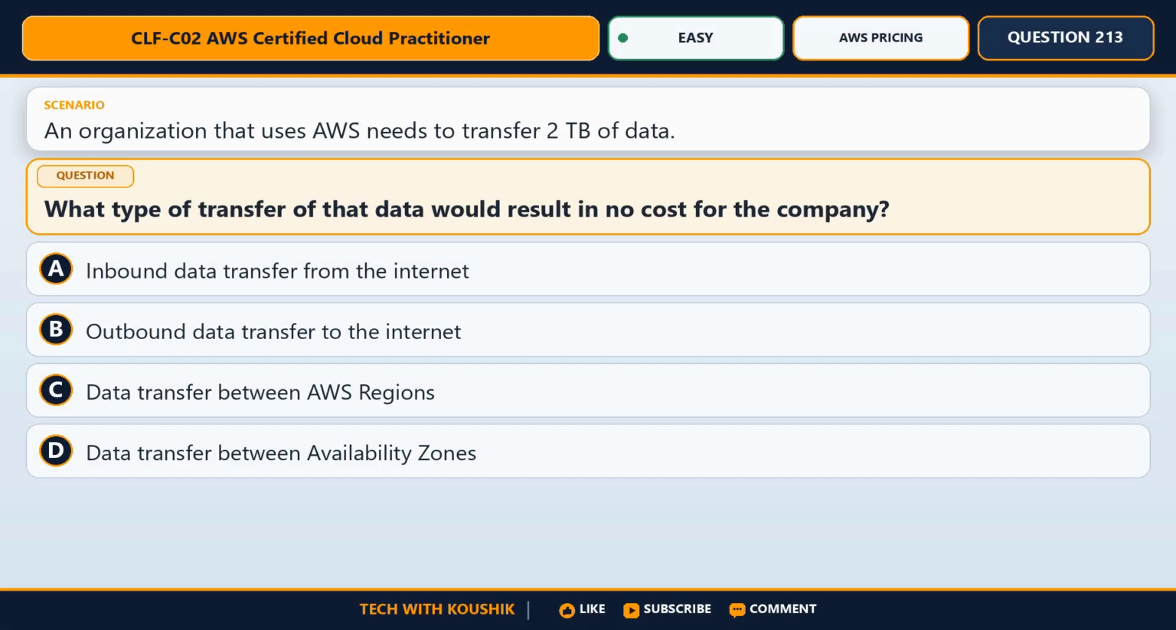Question number 213. An organization that uses AWS needs to transfer 2 terabytes of data. What type of transfer of that data would result in no cost for the company? Option A. Inbound data transfer from the Internet. Option B. Outbound data transfer to the Internet. Option C. Data transfer between AWS regions. Option D. Data transfer between availability zones.